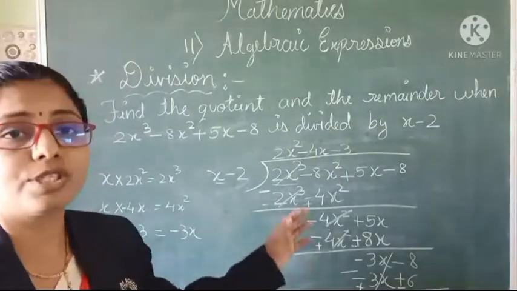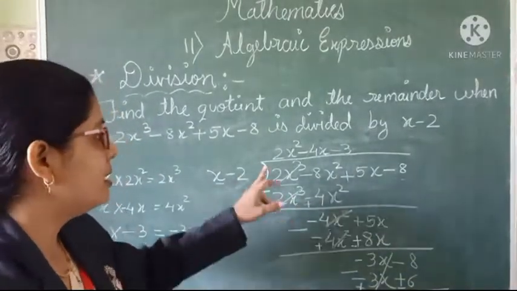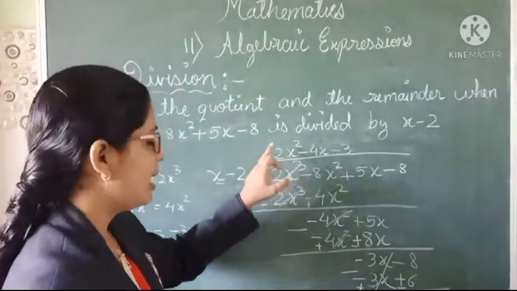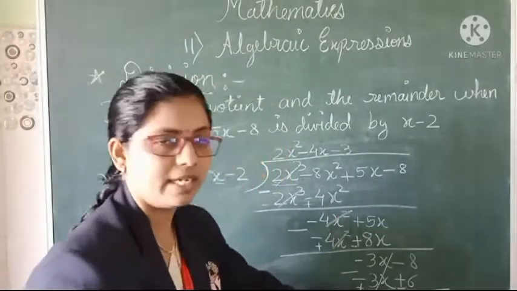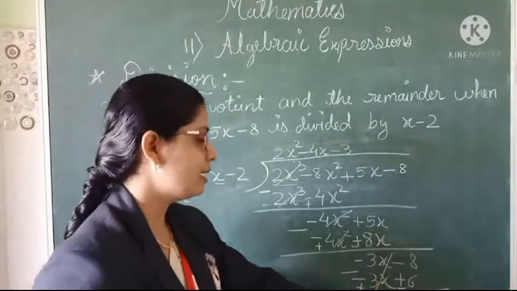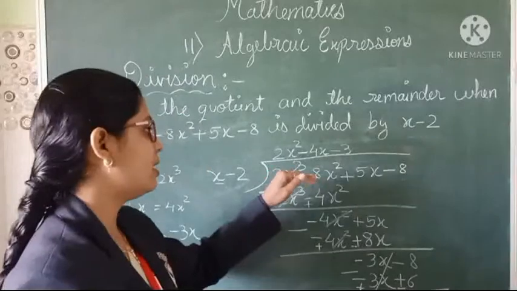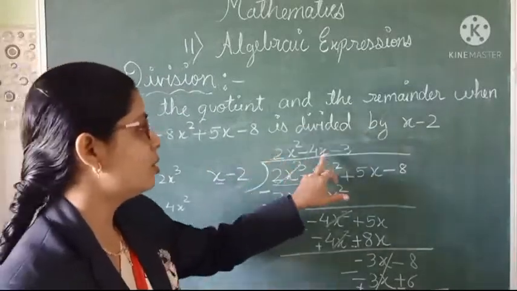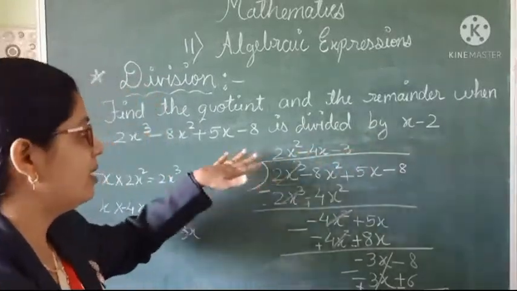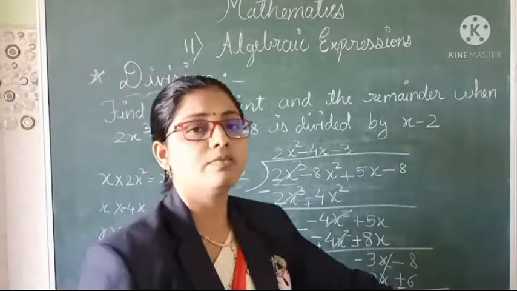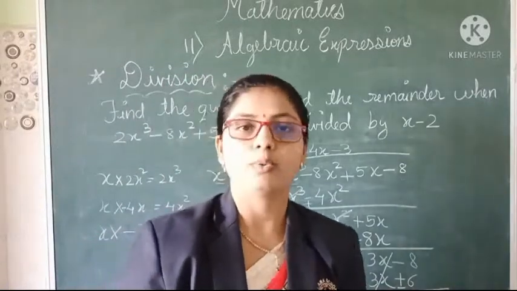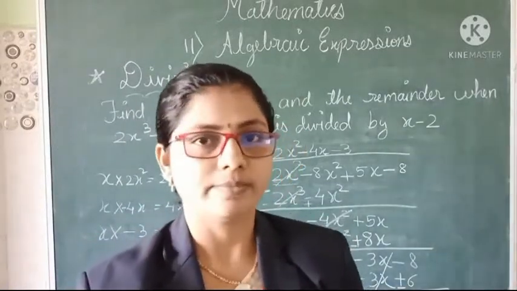Now what is the quotient and what is the remainder? This is the quotient and this will be the remainder. What is remaining will be the remainder, and the answer we got will be the quotient. So in this way we can solve the example with the proper method, and then only you can solve it.